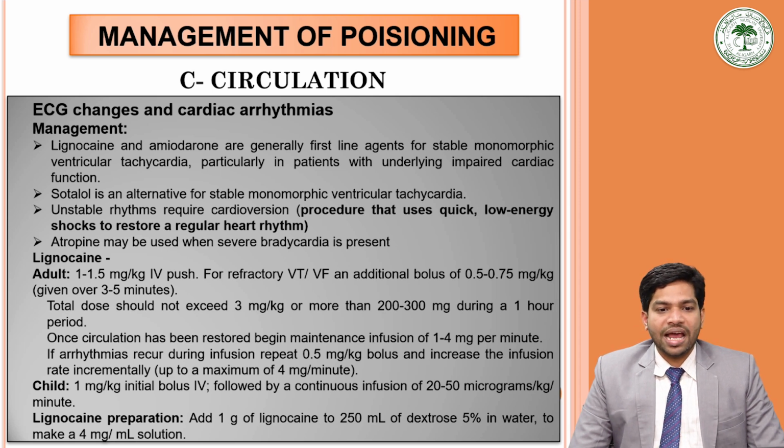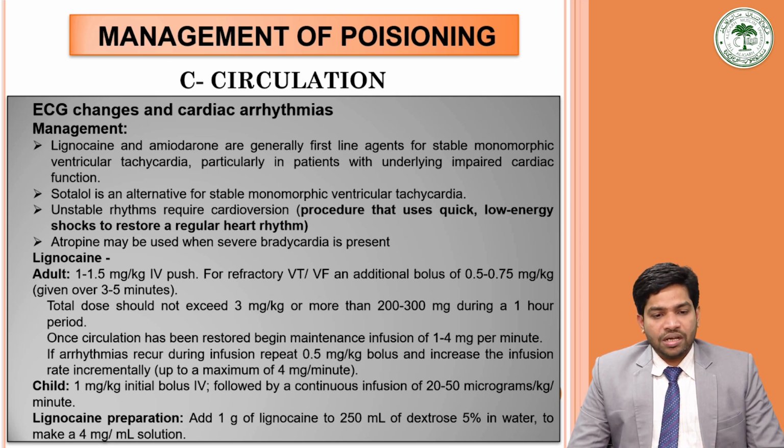Once the circulation has been restored, begin the maintenance infusion of 1 to 4 milligram per minute. If arrhythmia recurs during infusion, repeat a 0.5 milligram per kg bolus and increase the infusion rate incrementally, maximum up to 4 milligram per minute. In the child, the dose of lignocaine is 1 milligram per kg initial bolus, followed by continuous infusion of 20 to 50 microgram per kg per minute.